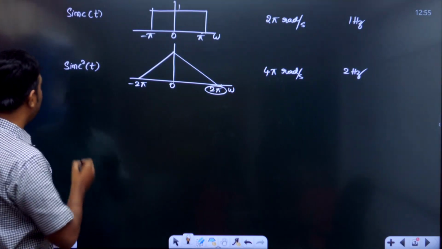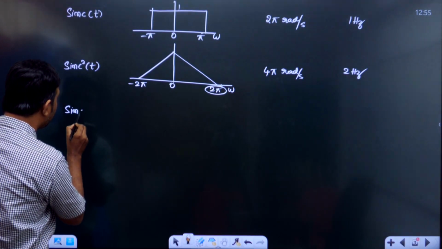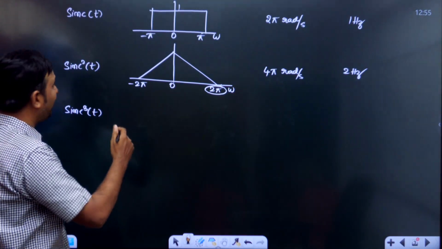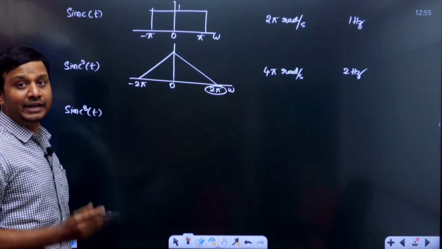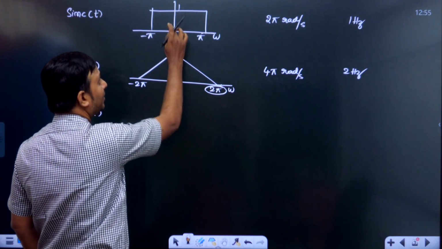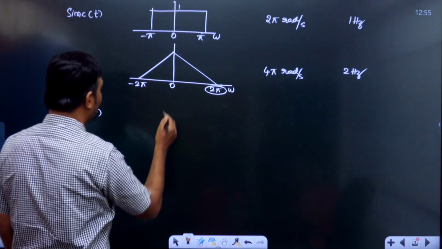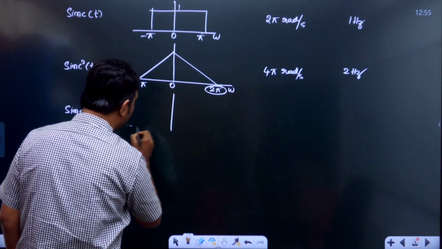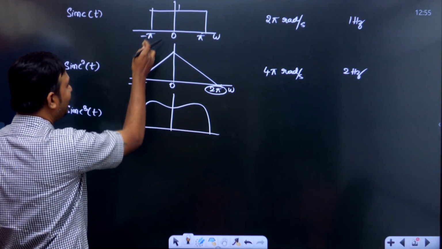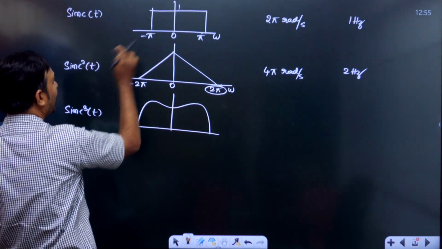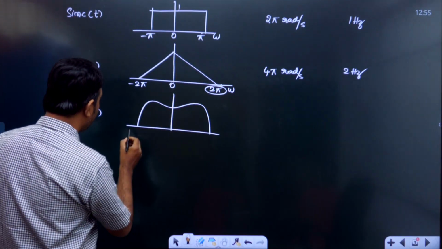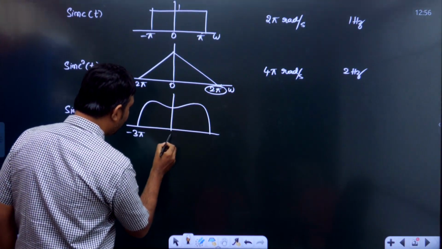Suppose if I ask you for sinc cube of t. Sinc cube of t means sinc square of t multiplied with sinc of t in time domain. In frequency domain, convolution, so these two signals must be convolved. What happens if you convolve these two signals? Some shape you are going to get. Shape is not important, but limits are important. Multiplication in time domain, convolution in frequency domain, so sum of lower limits to sum of upper limits. So minus 3π to 3π.